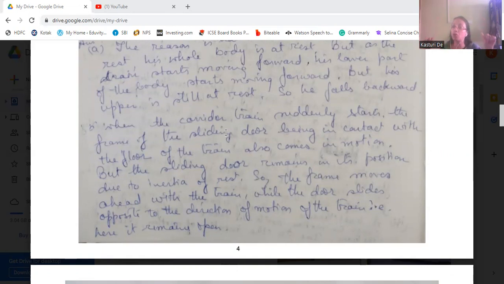So the frame, which is in contact with the train, comes in motion, but the doors are a little bit away from the contact with the train, so they remain in that state of rest. So the train starts, the frame also moves with the train, while the doors slide opposite to the direction of the motion. Clear? Next is this.